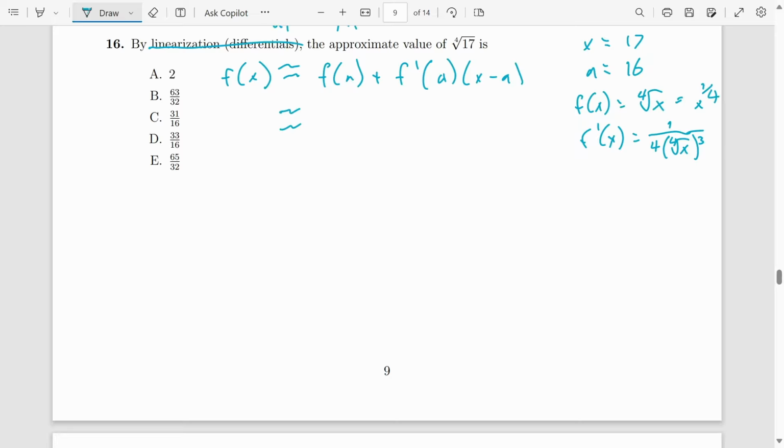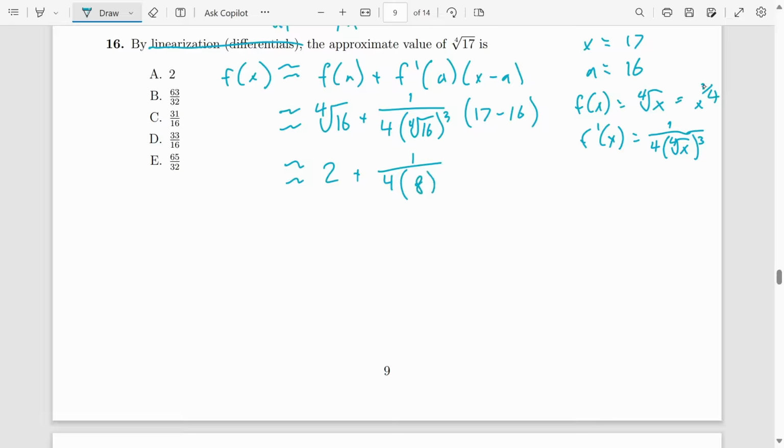f(a) is going to be the fourth root of 16, plus f'(a), which is 1 over 4 times the fourth root of 16, all cubed, times 17 minus 16. So simplifying this, the fourth root of 16 is 2, plus 1 over 4 times, the fourth root of 16 is also 2, 2 cubed is 8, times 17 minus 16 is 1. Awesome. This is all 2 plus 1 over 32, which equals 65/32. All right, that's E. Cool.